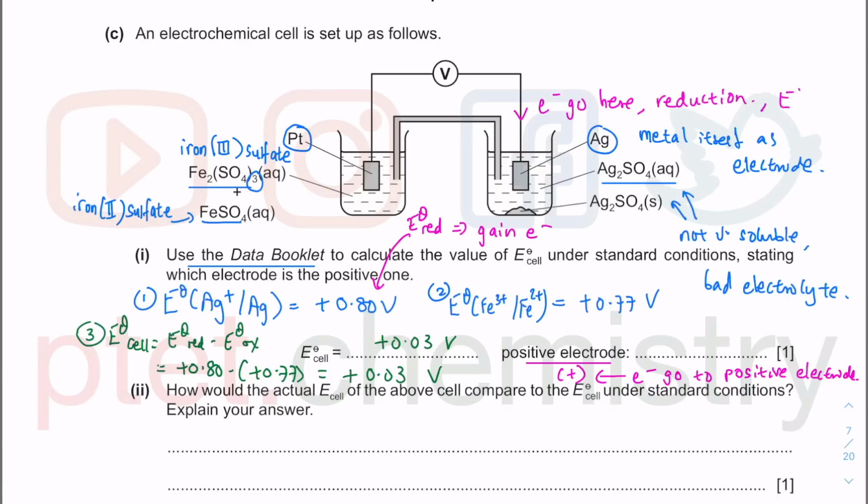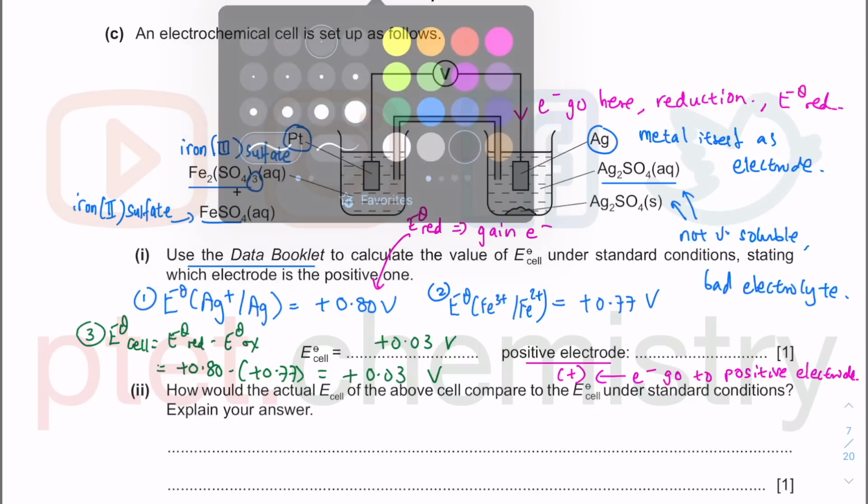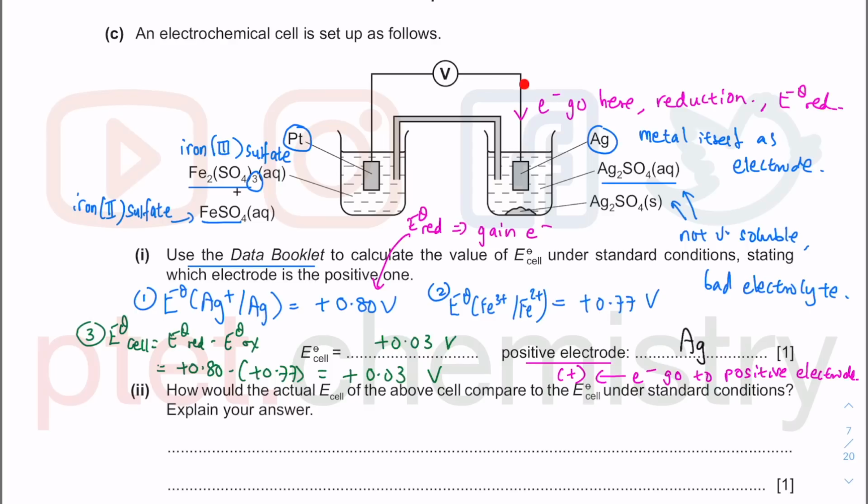It's the E red. And if electrons come here, electrons are negatively charged. This makes the silver electrode the positive electrode. So the answer there must be silver electrode, because electrons come here and you lose the electrons from the iron 2, iron 3 system here. Okay.